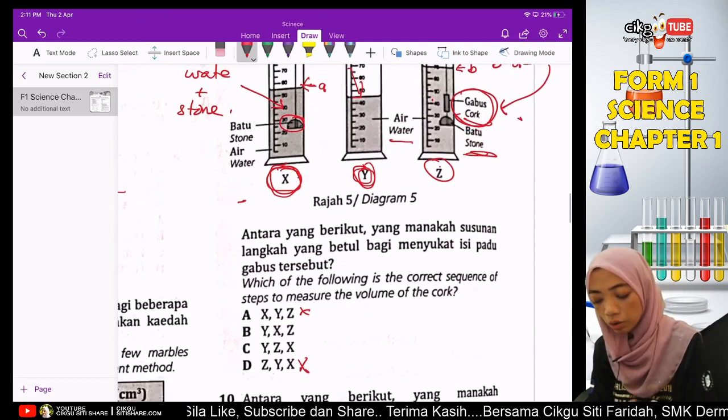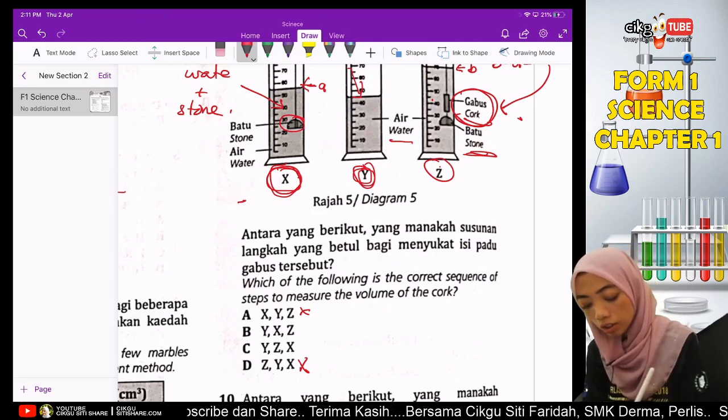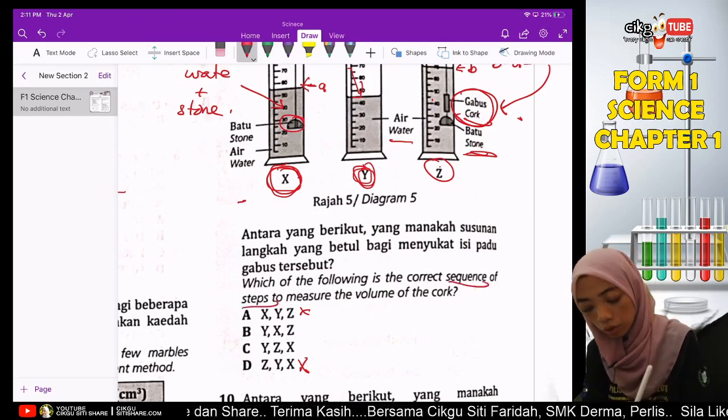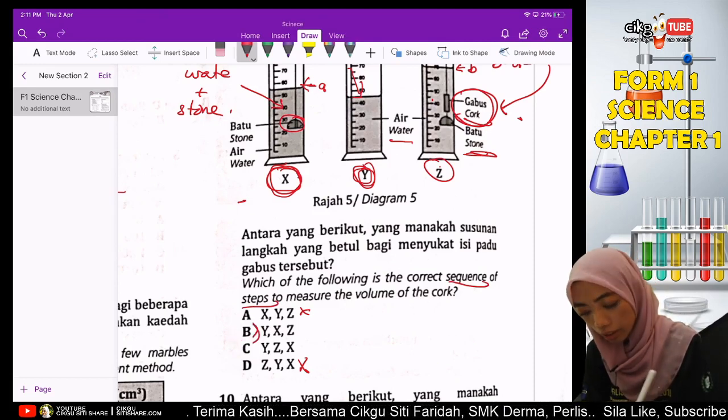So this question just needs you to sequence the steps. So the best answer is Y, X, and Z. B.